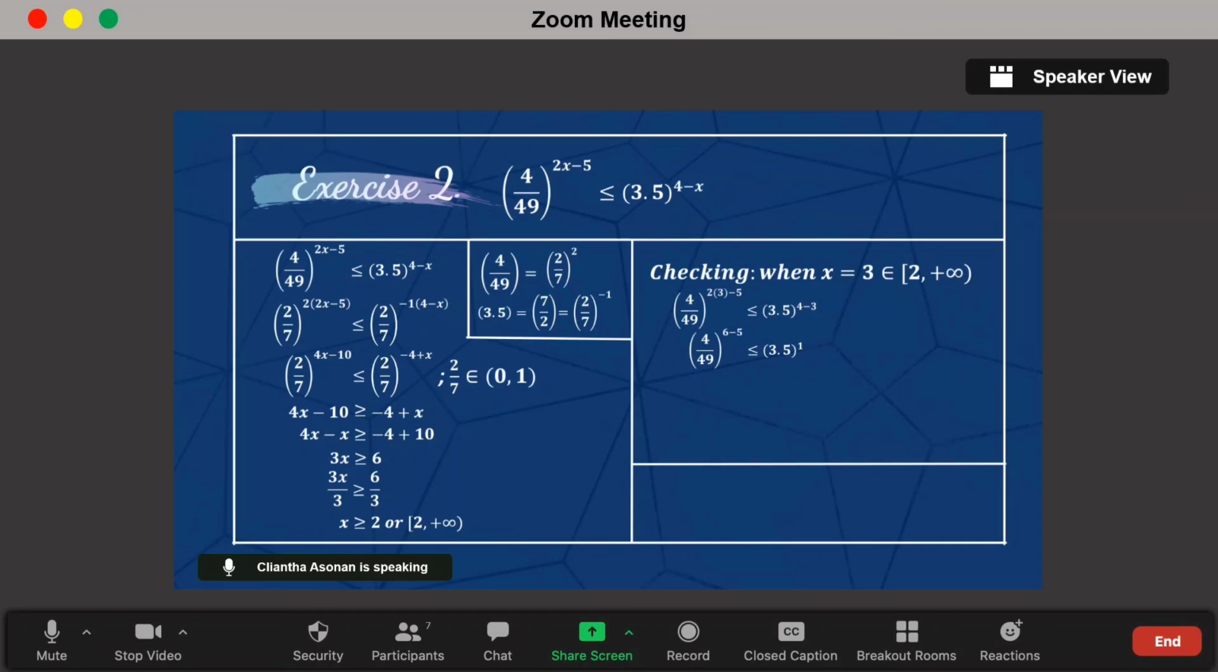So this then becomes 4 over 49 raised to the power of 6 minus 5 is less than or equal to 3.5 raised to the power of 1. This becomes 4 over 49 raised to the power of 1 is less than or equal to 3.5, or simply 4 over 49 is less than or equal to 3.5. This statement is true. Therefore, the solution to the inequality 4 over 49 raised to the power of 2x minus 5 is less than or equal to 3.5 raised to the power of 4 minus x is x greater than or equal to 2.